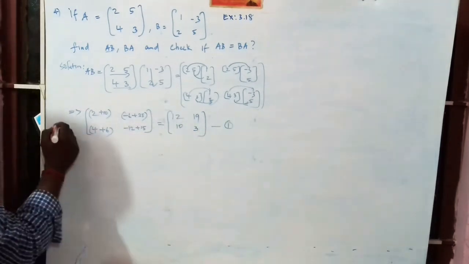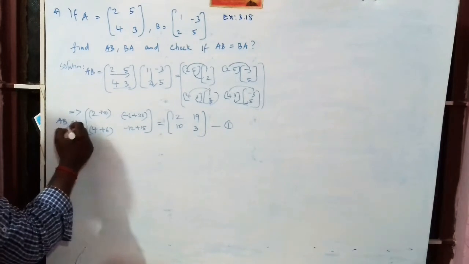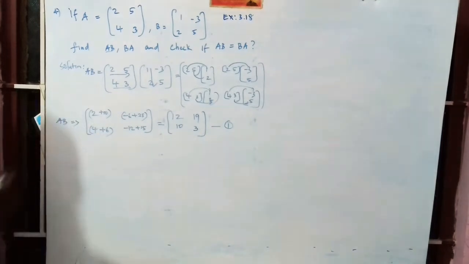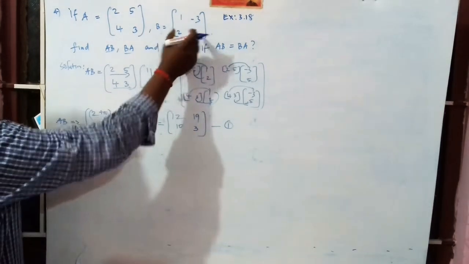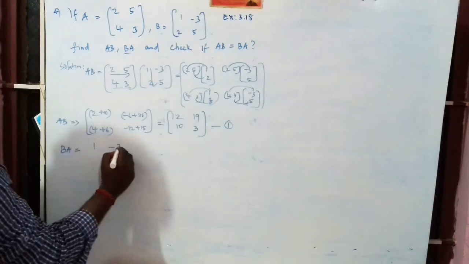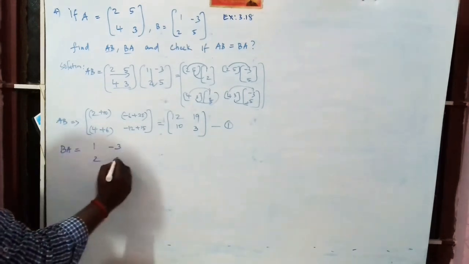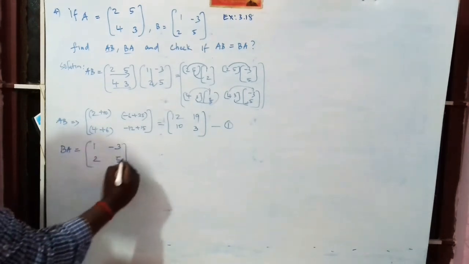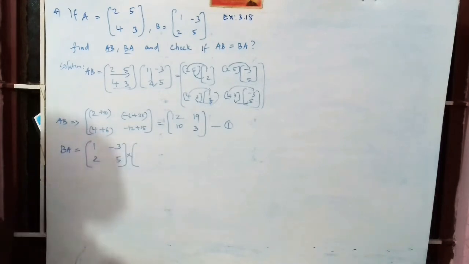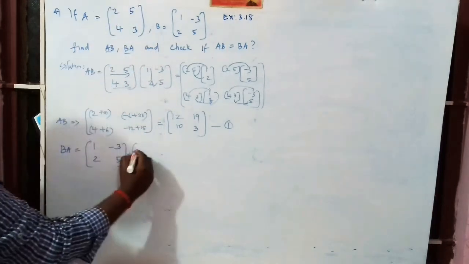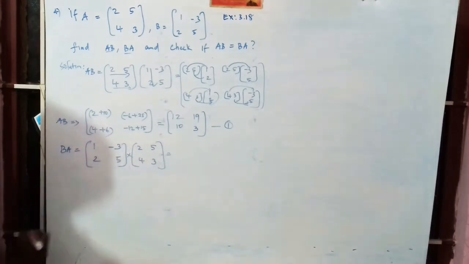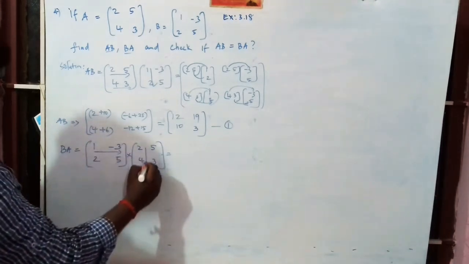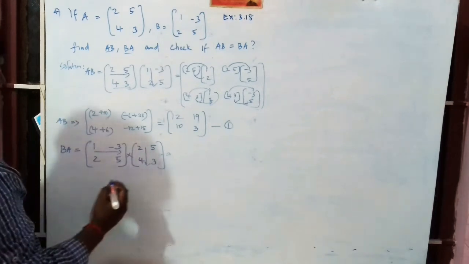So AB, the product of AB, value. Next, BA. How to find BA? What is the B value? B is 1, minus 3, 2, 5. This is the 2 by 2 square matrix, into A. A is the first matrix, 2, 5, 4, 3. Which implies first row and first column. So we use the direct product method.